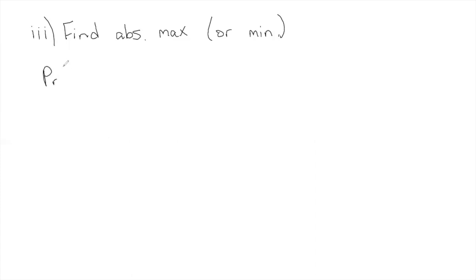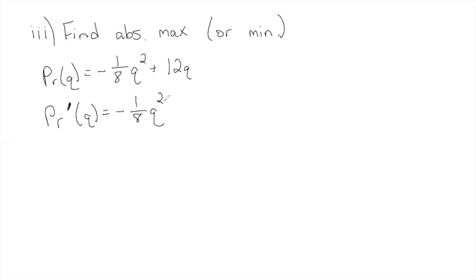So we have PR of Q equals -1/8 Q squared plus 12Q. And I want to take a derivative. Oh, yeah, what am I doing? Paying attention. This is -1/4 Q plus 12. And I set this equal to 0.